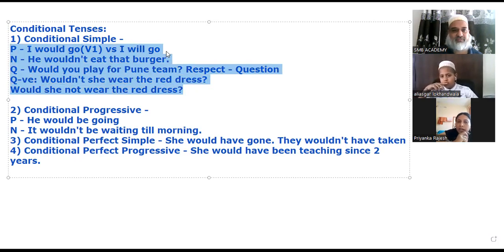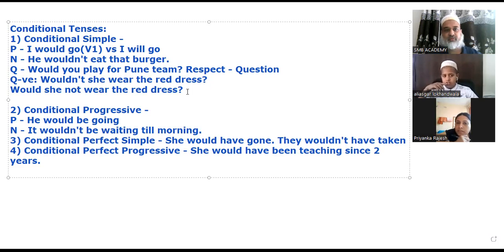Make one sentences. Last two sentences same है क्या? Wouldn't she wear the red dress? Would she not wear the red dress? हाँ, सेम है. सेम.